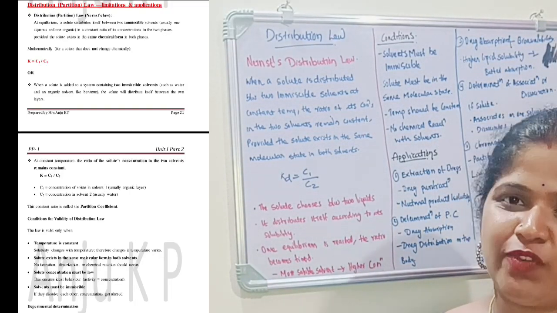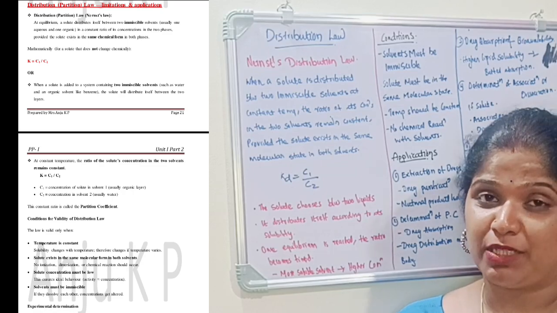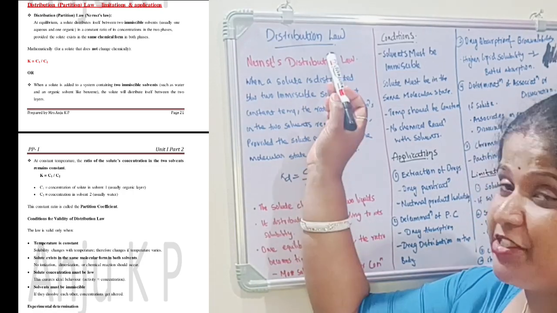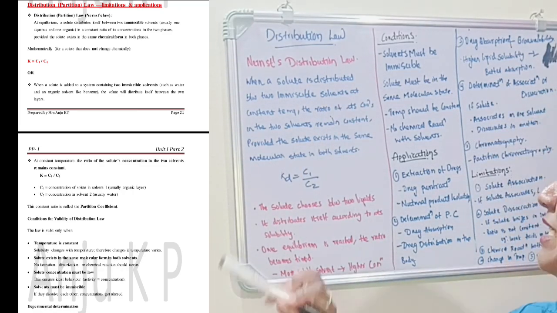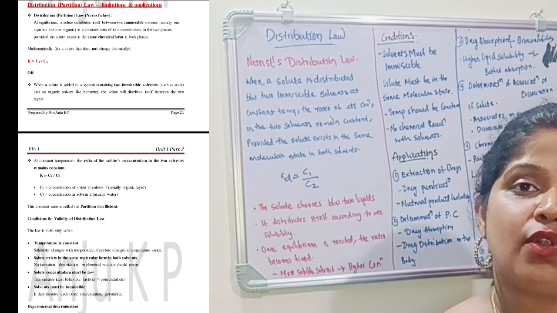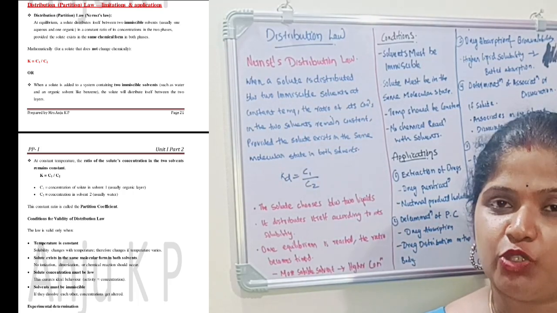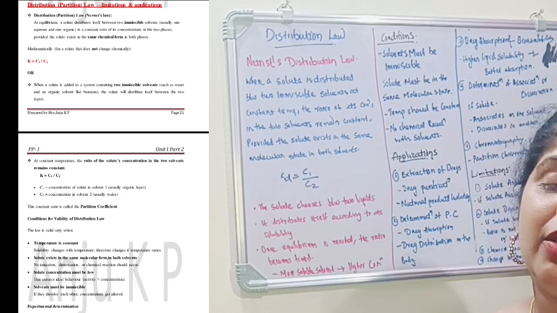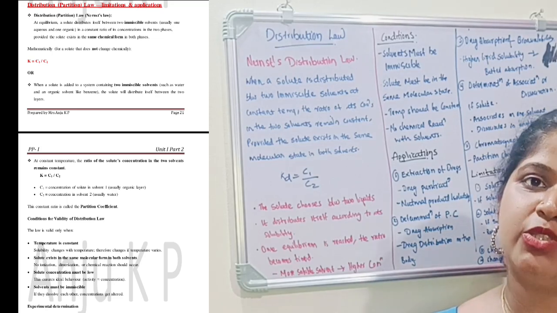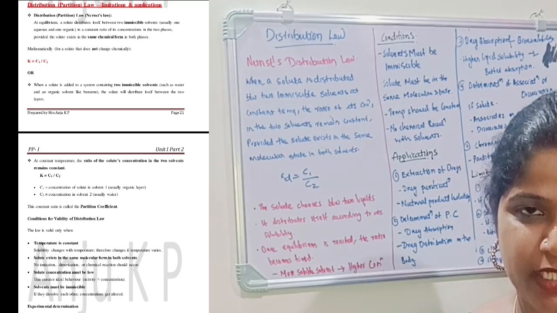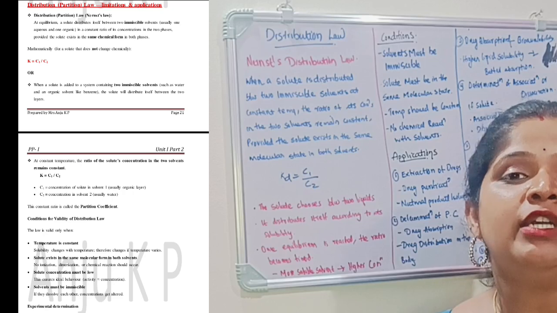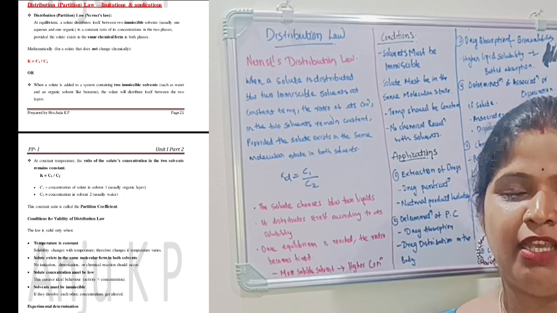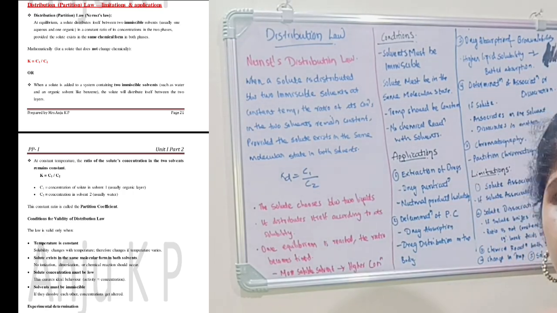In today's video, we are going to see the last topic of this unit, distribution law. This distribution law is called the Nernst distribution law. When we are adding a substance to immiscible liquids, how is it going to distribute? That we can learn from the distribution law.